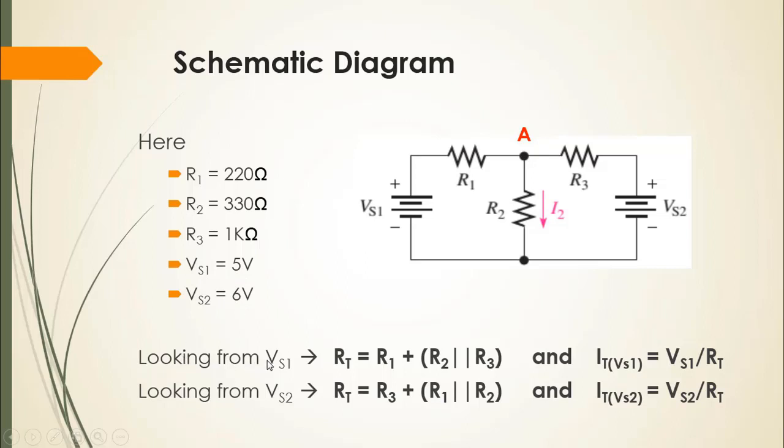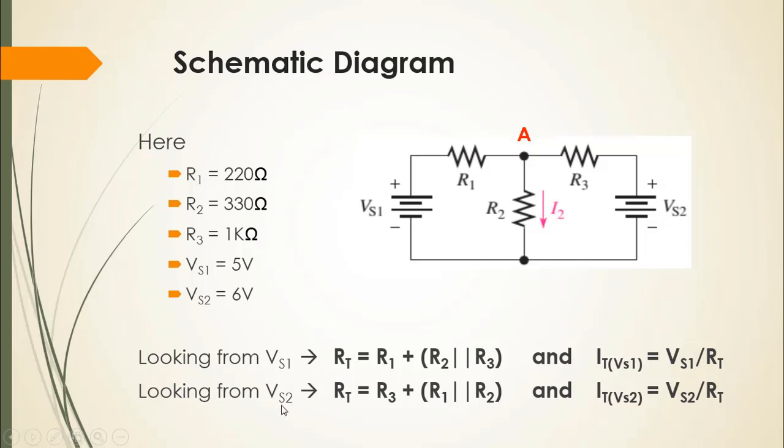Looking from VS1, when we replace VS2 by a short circuit, we will have only one voltage source VS1 in this circuit. So looking from VS1, R total will be equal to R1 in series with the parallel combination of R2 and R3. Further, using Ohm's law, we can find I total by dividing the source voltage VS1 over the total resistance.